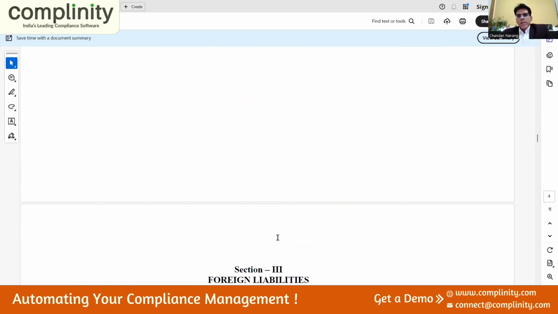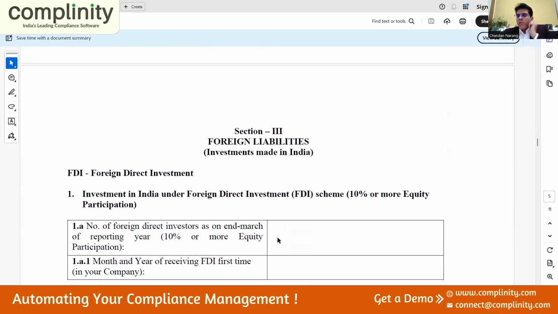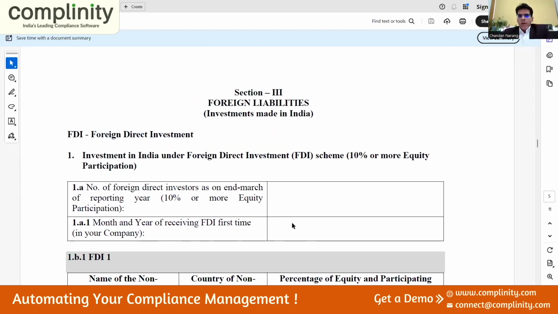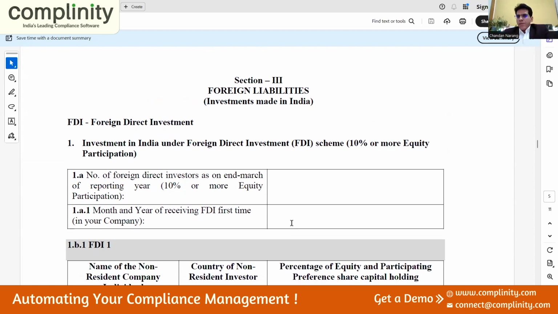So these are the details. Now we have to mention the details about individual shareholdings, investments made under FDI. This section is divided into two parts. If the investors hold more than 10% of equity and participating preference shares on a fully diluted basis, you need to mention details here. If the shareholding is less than 10%, it will come later on.